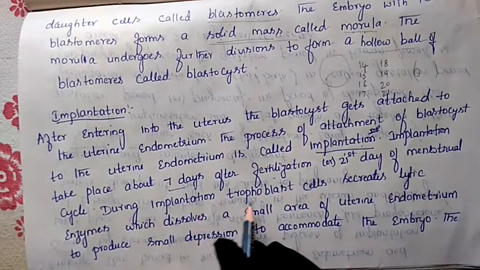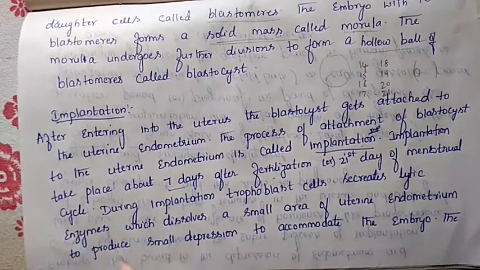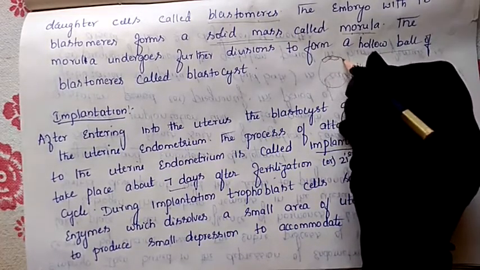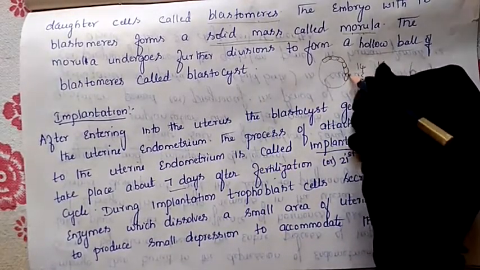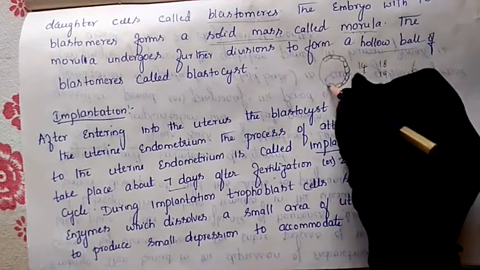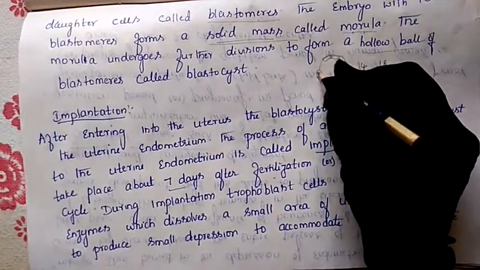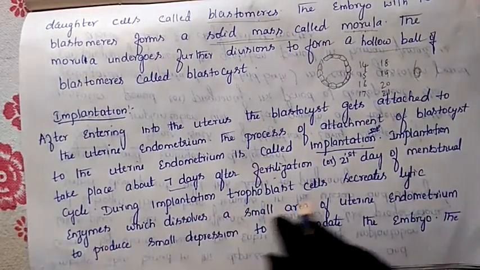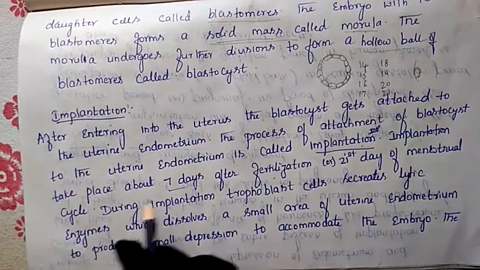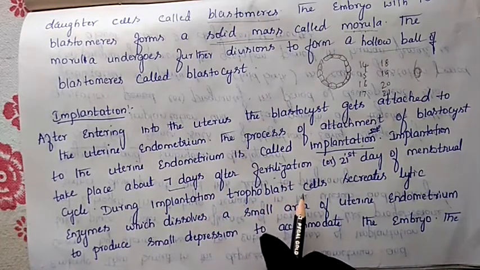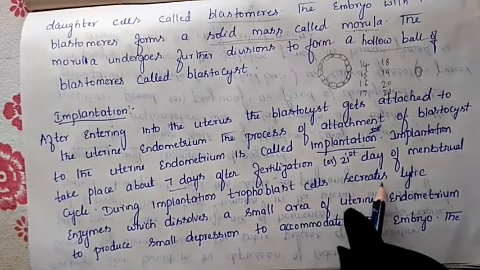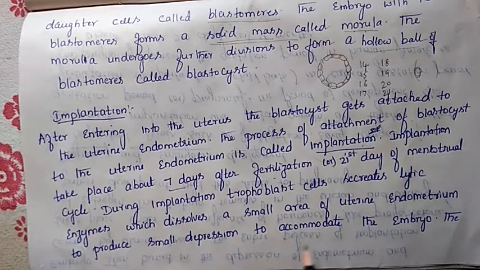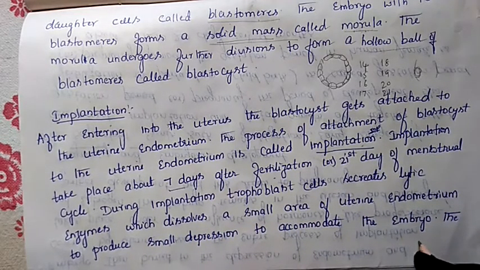Next, during the implantation, the trophoblast cell secretes a lytic enzyme. As I said, the blastocyst contains outer layer cells, which are flat cells like this. These outer layer cells we call the trophoblast. What is the function of this trophoblast? It helps in the attachment to the endometrium layer. And the trophoblast secretes a lytic enzyme which dissolves a small area of the uterine endometrium to produce a small depression to accommodate the embryo.